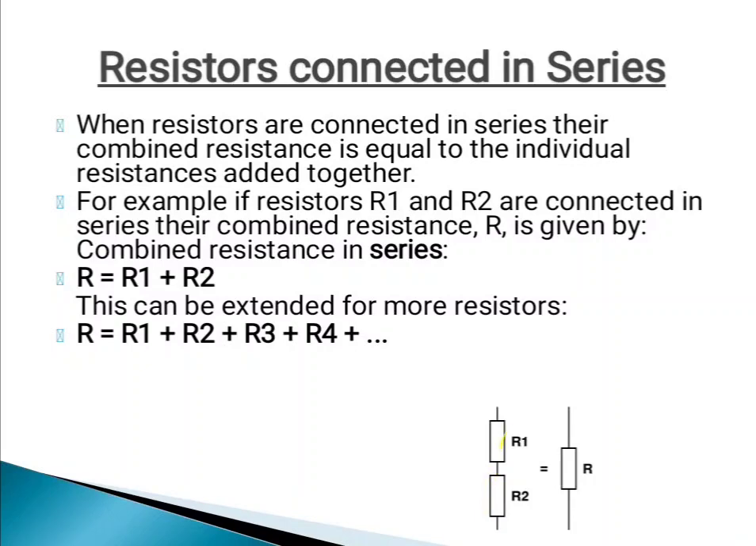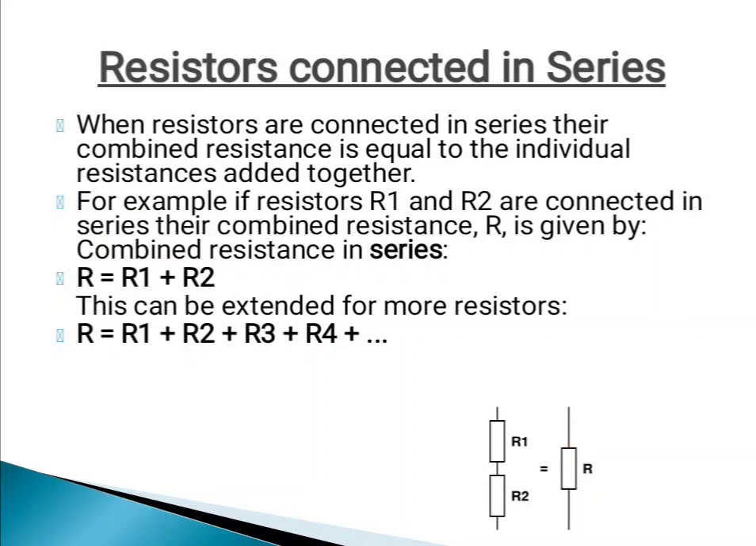For the first one, the resistance is R1, and for the second it is R2. So two resistors R1 and R2 are connected in series. Its equivalent resistance can be calculated as R, that is R is equal to R1 plus R2.